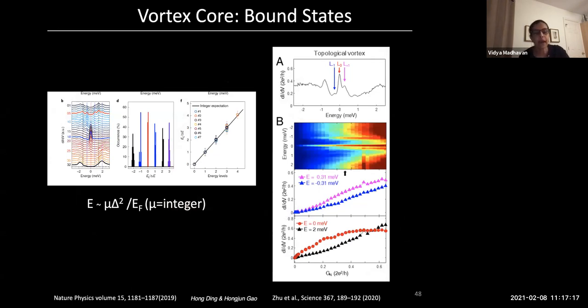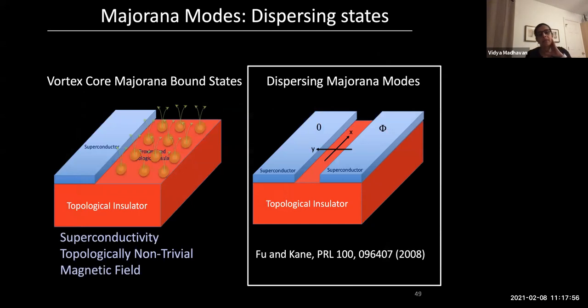Another beautiful recent experiment is this experiment by Hong Ding and Hong-Jun Gao, where they showed that for normal Caroli-de Gennes-Matricon states, like I said, this mu is a half integer, but theoretical calculations have shown that for Majorana bound states, you expect to have integer spacing, and that's what they see in these special vortices. They show that for these bound states inside the vortex core, there's a zero bias one, of course, but then there are others, and they have integer spacing. So this is all a very strong indication that this kind of a model that predicted zero bias Majorana bound states might actually be working for the system.